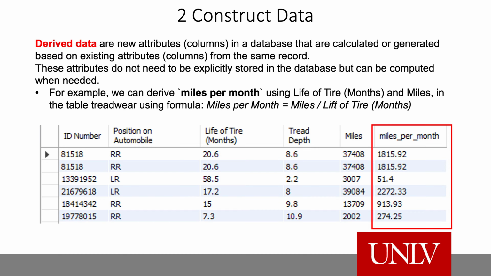Derived data are new attributes or columns in a database that are calculated or generated based on existing attributes from the same record. These attributes do not need to be explicitly stored in the database, but can be computed when needed. For example, we can derive miles per month using life of tire and miles in the table Tire Wear, using a formula like miles per month equals miles divided by life of a tire.